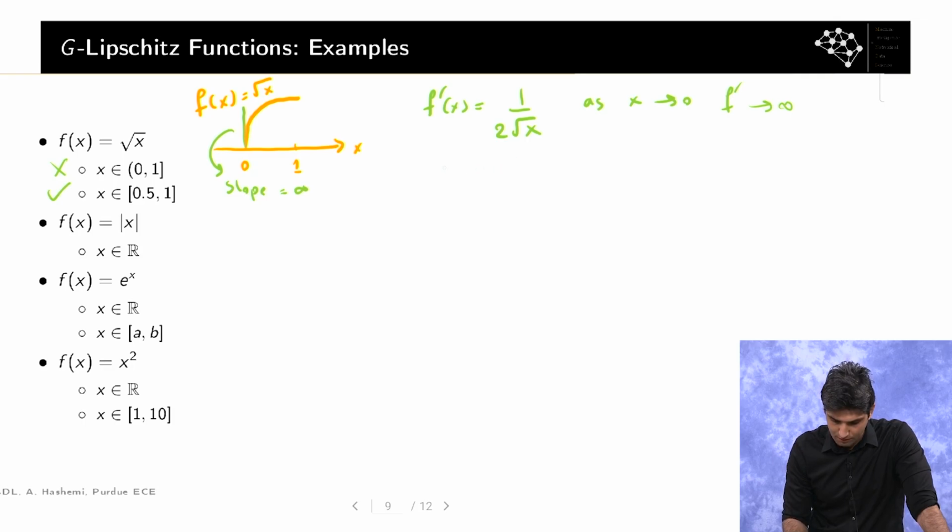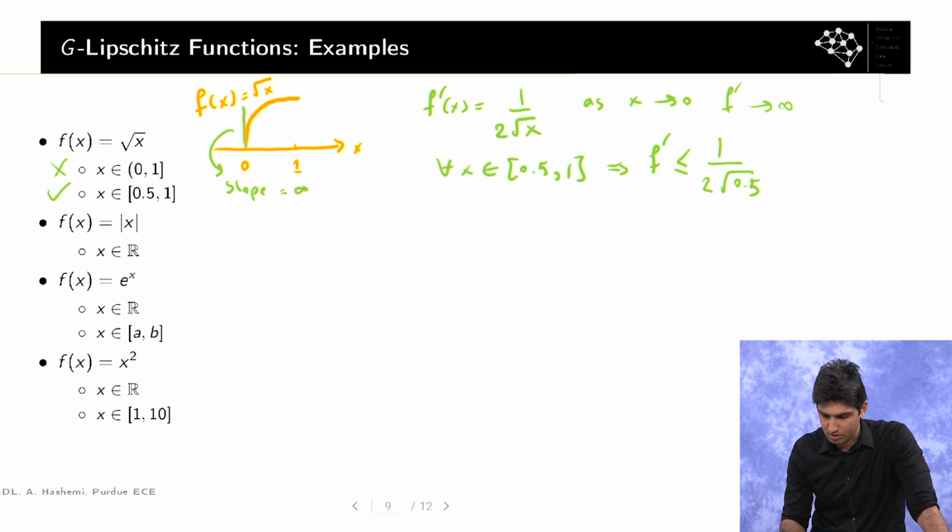Okay, so we can show that for all x belonging to the interval 0.5 and 1, the gradient is at most 1 over... So the gradient or the derivative in this case is a decreasing function of x. So it is at most 1 over 2 times the square root of 0.5. And this is some number which is bounded, right? So it's not infinity. So therefore, in this case, the function is actually Lipschitz.